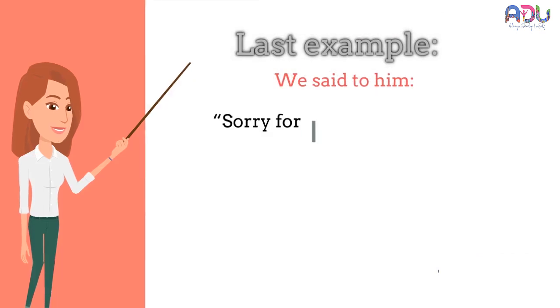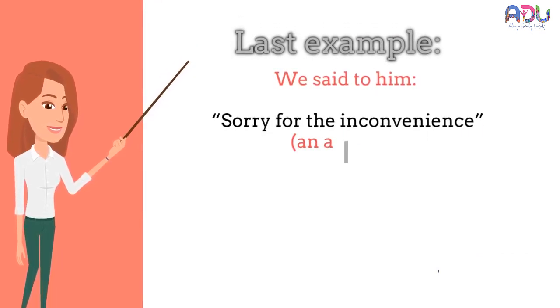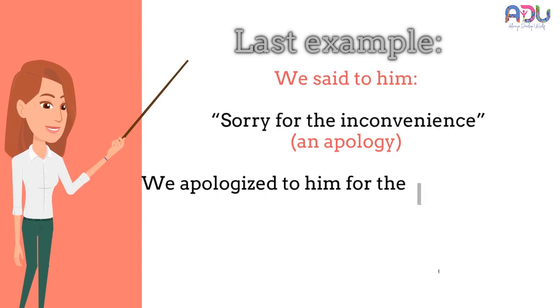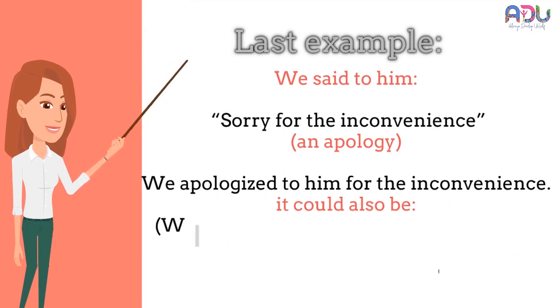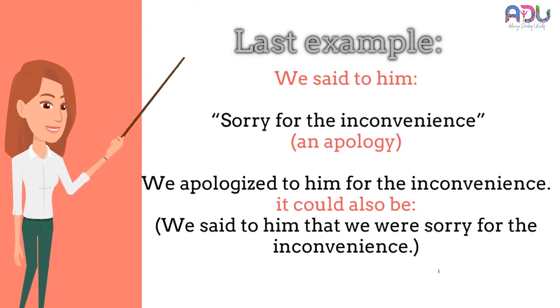Last example. We said to him, "Sorry for the inconvenience." And this is an apology. When you report it, you say, we apologized to him for the inconvenience. So you use the verb apologize. And by the way, it could also be, we said to him that we were sorry for the inconvenience. But as you can see, this is very long.